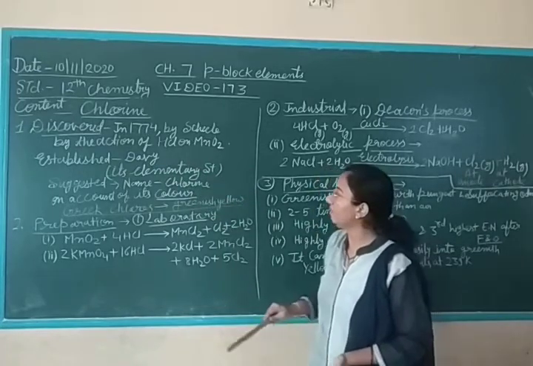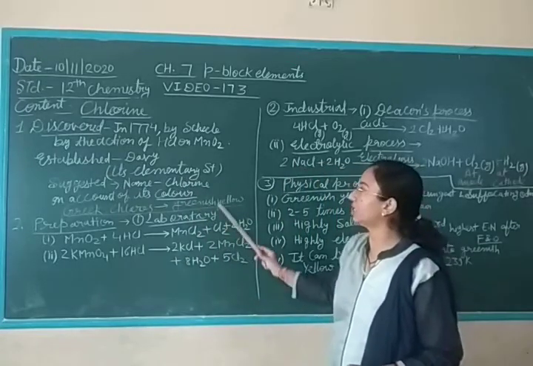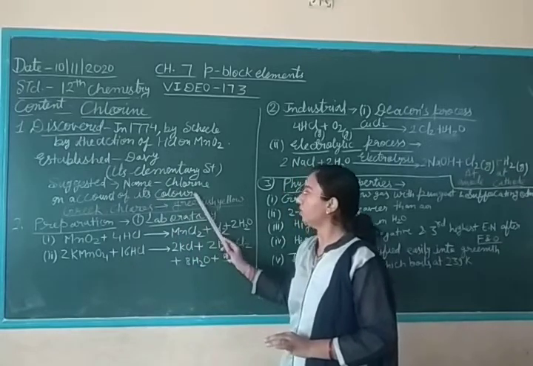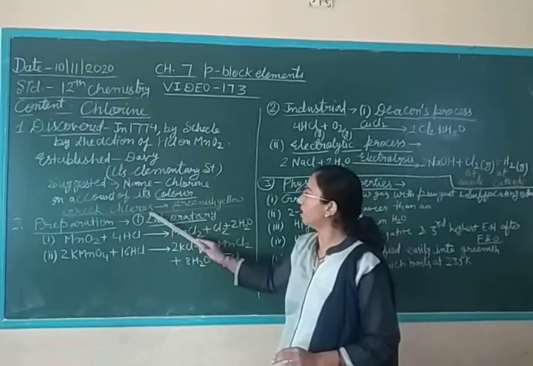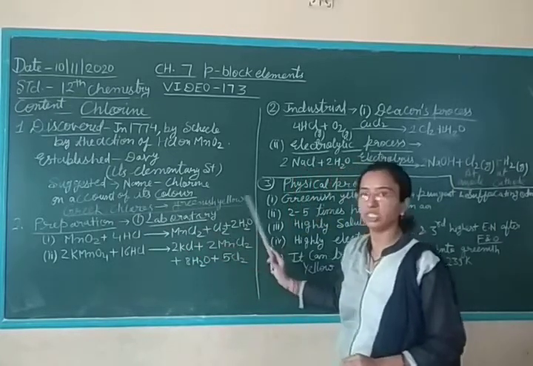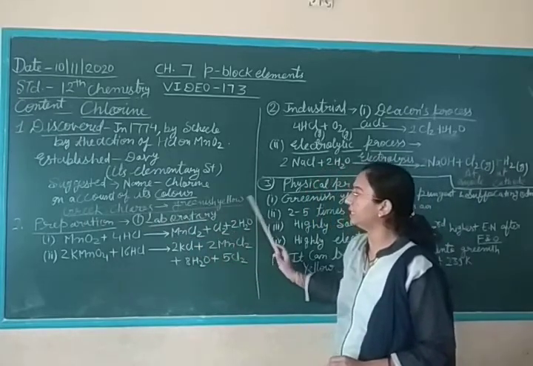Davy established its elementary nature, and he suggested the name chlorine on account of its color. From the Greek word chloros, whose meaning is greenish yellow.